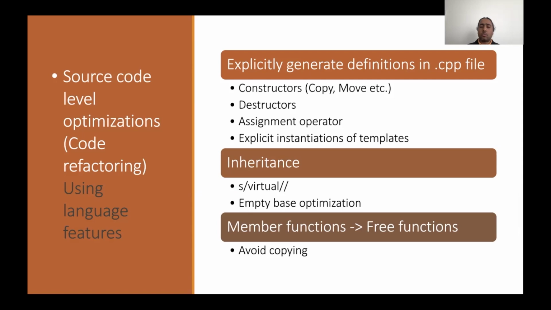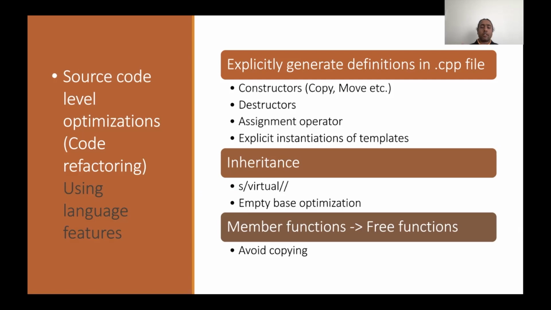Another strategy is to take advantage of empty base optimization. In cases where getting rid of the hierarchy is not possible, it could be possible to move the member variables out of the base class and put them in the derived class. So only those classes which need those variables will incur the code size. Others will take advantage of the empty base optimization.